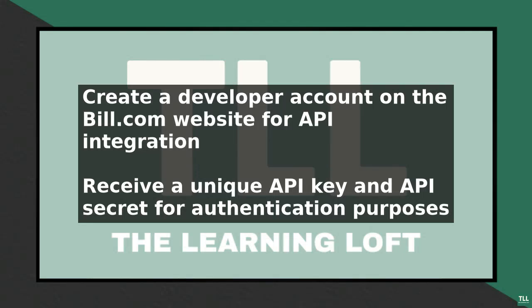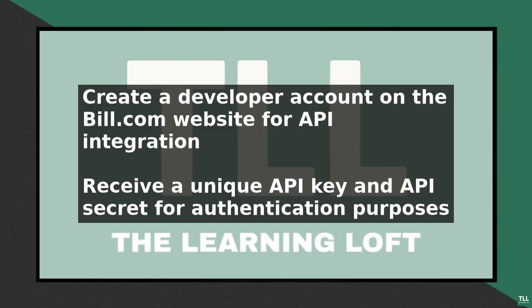Configuring Bill.com API integration is a straightforward process that enables businesses to streamline their financial operations by connecting their accounting systems with Bill.com. To begin, you need to create a developer account on the Bill.com website, which will provide you with a unique API key and API secret.